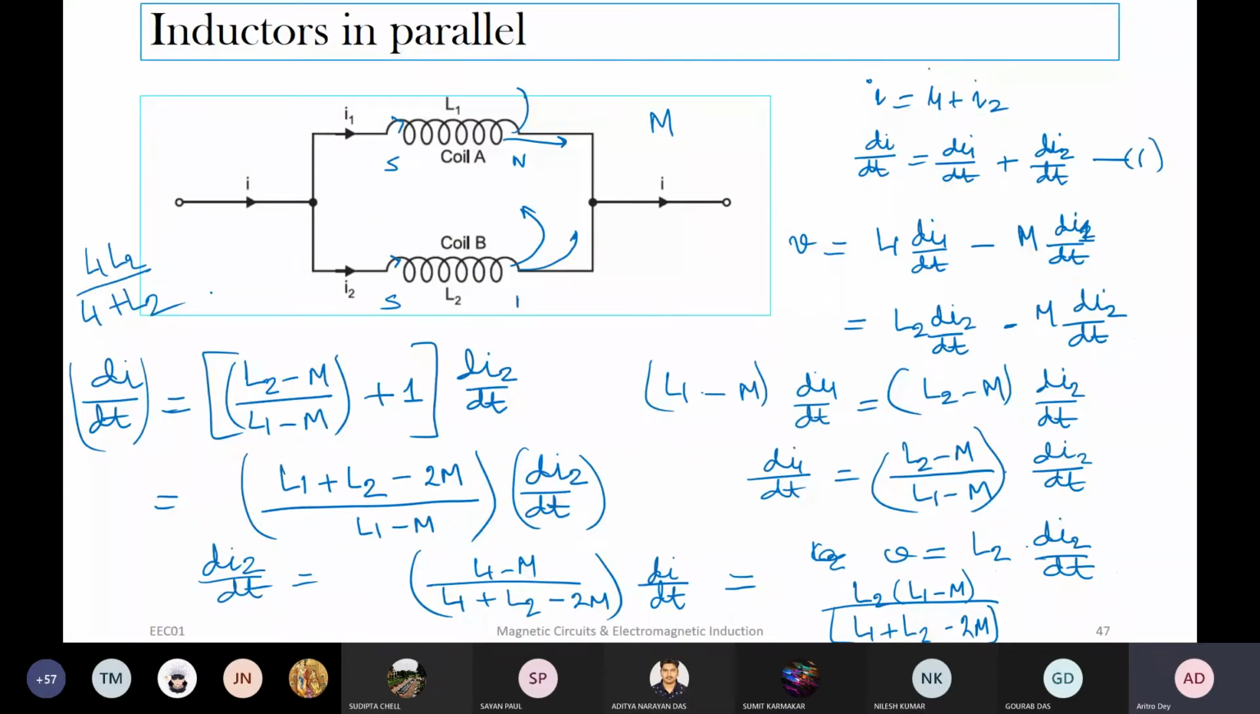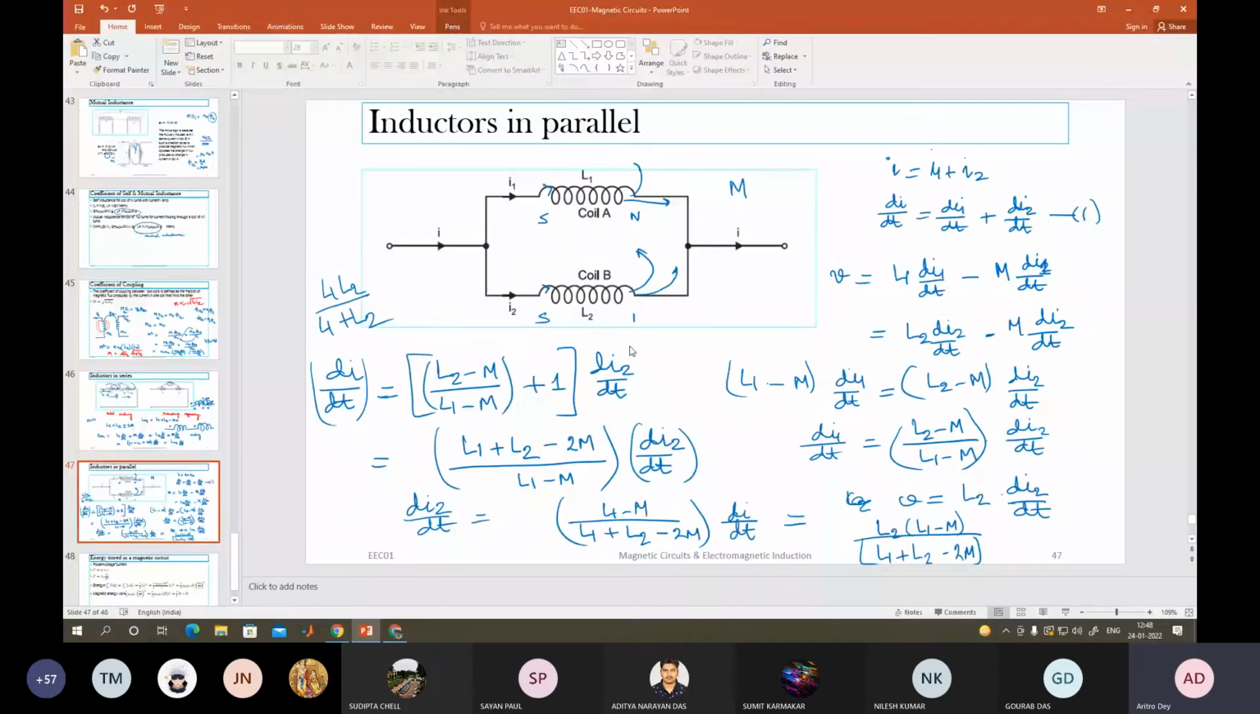So with this, I'll just close today's class. And from the next class onwards, we'll try to find out the transient whenever we have an inductance, and what happens whenever we have capacitance and resistance together for the switching, what kind of transient we'll expect.